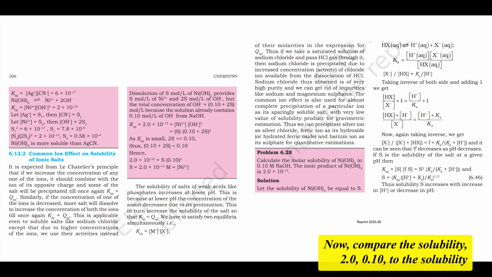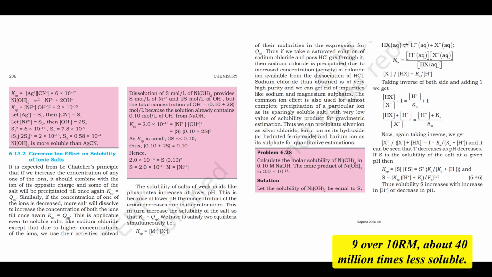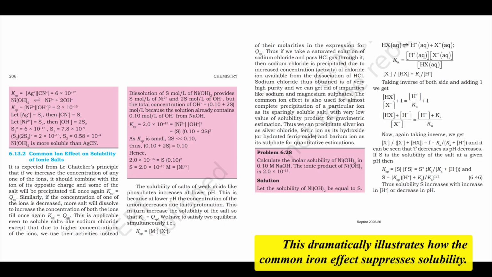Now compare this solubility to the solubility in pure water. In pure water, Ksp equals S times (2S)², which is 4S³, so S comes out as 7.9 × 10⁻⁵ M. The solubility in 0.10 M NaOH is vastly lower than in pure water, about 40 million times less soluble. This dramatically illustrates how the common ion effect suppresses solubility.